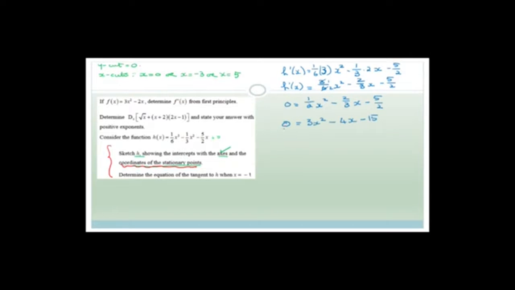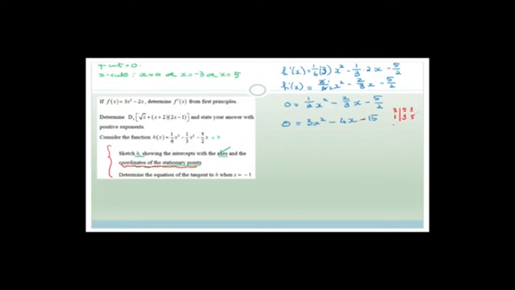So we got as far as doing 0 is equal to 3x squared minus 4x minus 15. And we were going to factorize this to find the x values of the stationary points. In other words, we're finding the turning points of this graph. So the factors of 3 are 3 and 1, and the factors of 15 are 5 and 3, or 15 and 1, which is going to be ridiculous. We want the signs to be different, and they have to add up to minus 4.